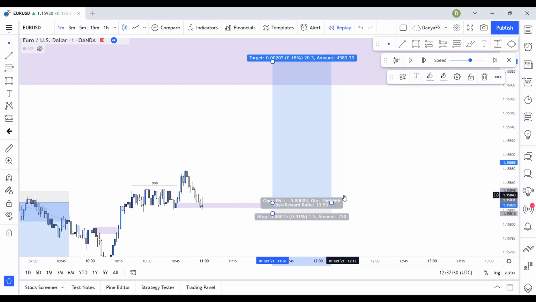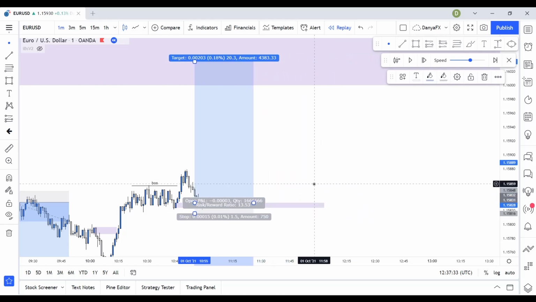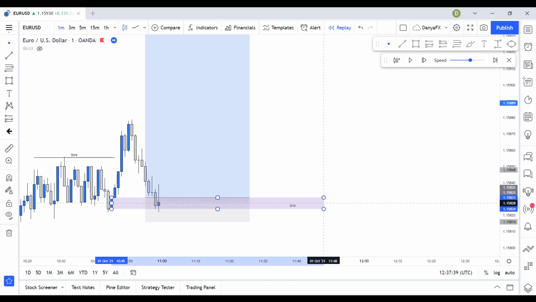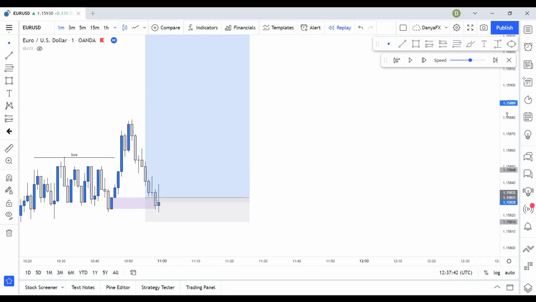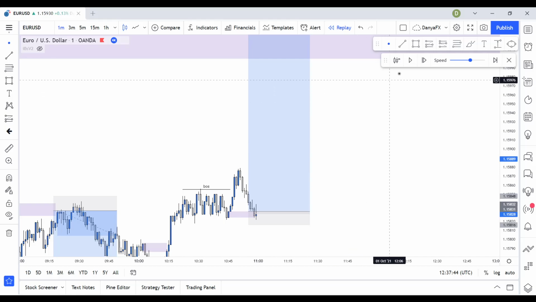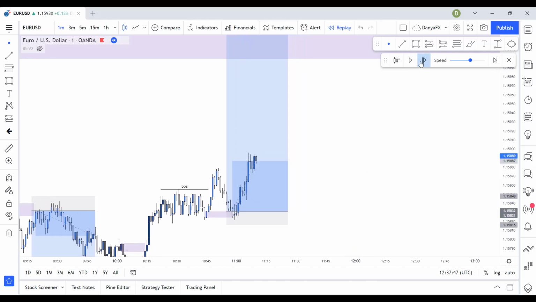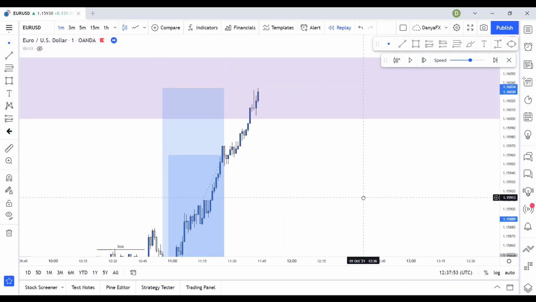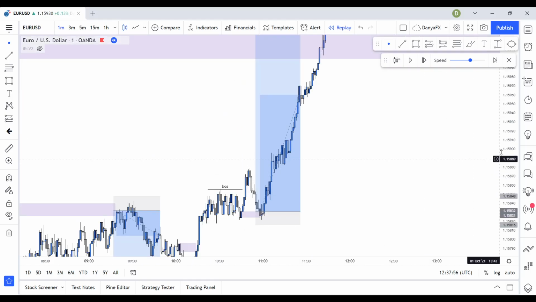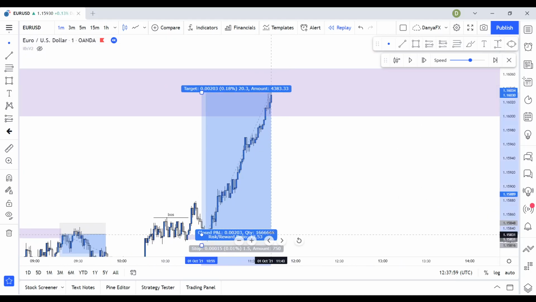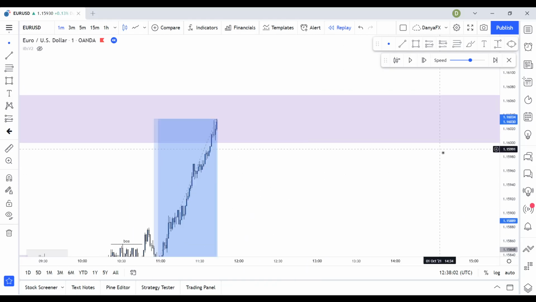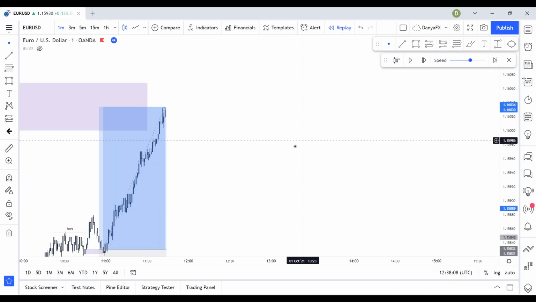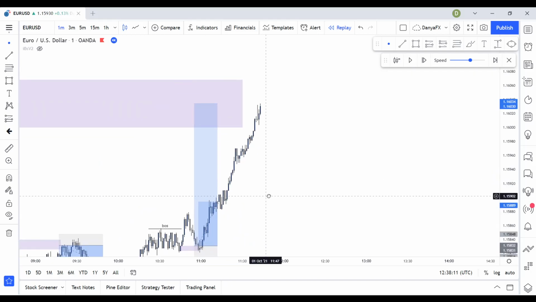As you can see, the price tags us in. It's kind of wide demand, so let's make it a bit shorter. And then what we see is the price spikes to the downside. As I said, I didn't really take this trade, so just for the sake of learning, this trade is awesome. We hit our take profit, and we finally come into the zone of where we start to look for sales.